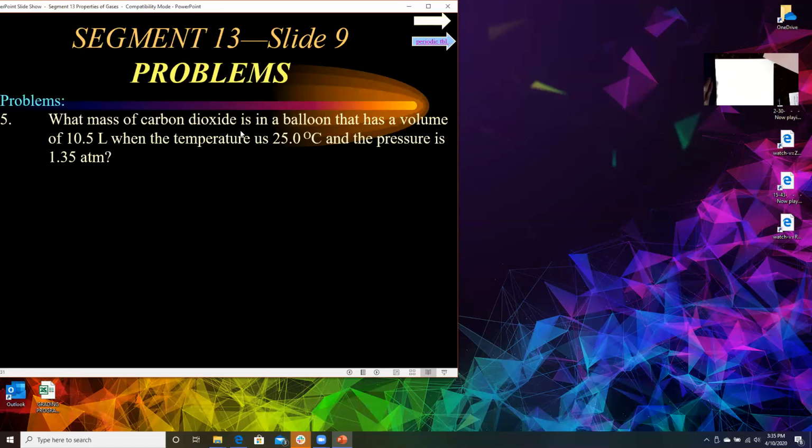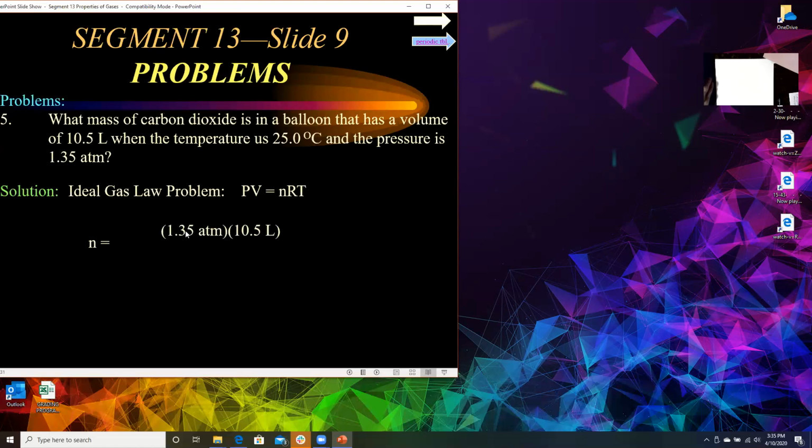What mass of carbon dioxide is in a balloon that has a volume of 10.5 liters when the temperature is 25 Celsius and the pressure is 1.35 atmospheres? Okay, this is an ideal gas law problem. I've got a gas, and I've got volume and temperature and pressure given, so I can solve for what I need, the number of moles.